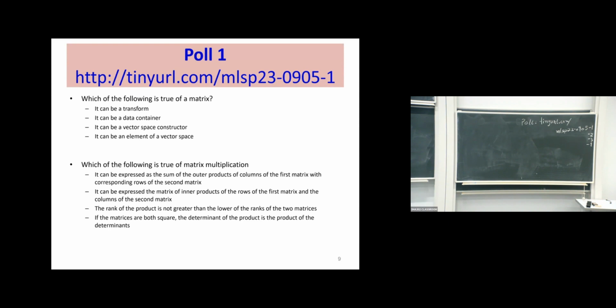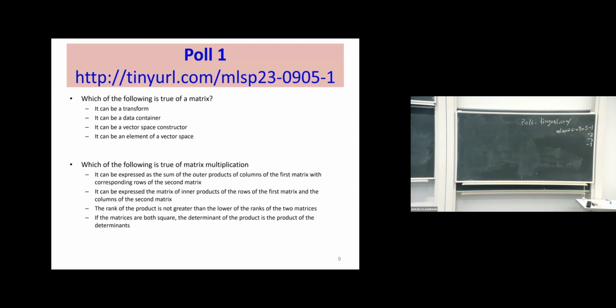The third one, the rank of the product is not greater than the lower of the ranks of the 2 matrices. Is that true? Why is that true? It cannot increase in dimension. If one shrinks the dimension, the next one cannot recover the dimensions, right? So the rank is always going to be no greater than the rank of the lower of the 2 matrices.